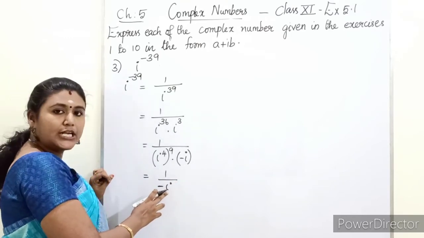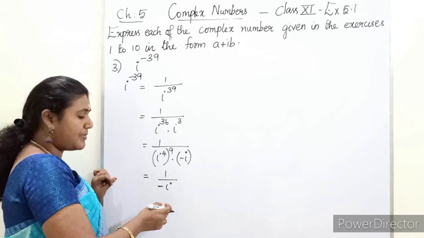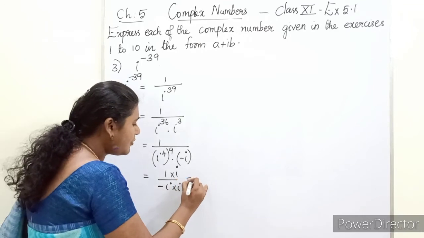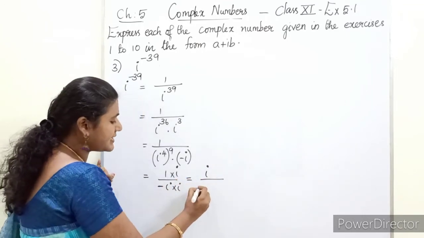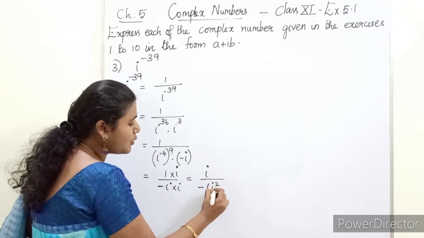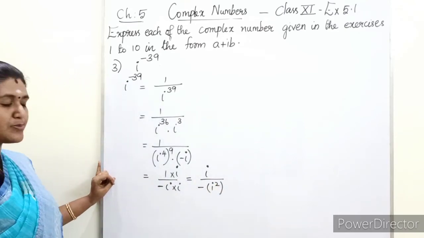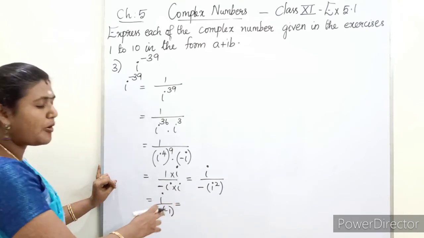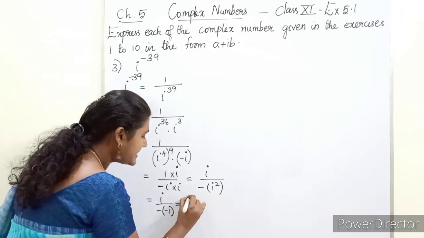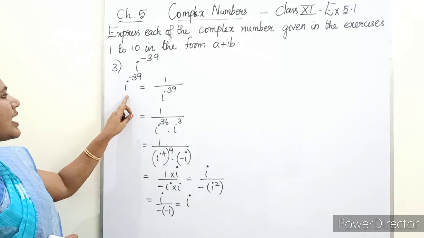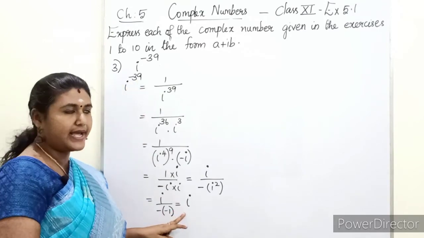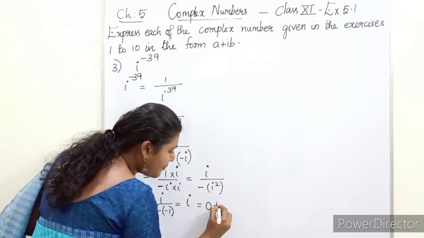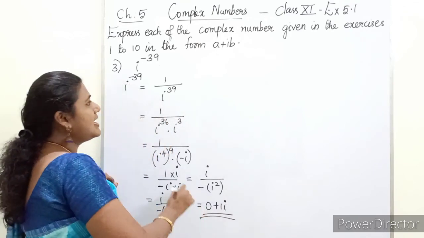And here if you see the denominator we have a complex number, so we will multiply both numerator and denominator by i. So numerator we will have i by, denominator is minus i square. So what is the value of i square? i square is minus 1. So we can write i by minus of minus 1. So the denominator will become plus 1. So the answer is i. So this is our answer. So i power minus 39 is equal to i. If you want to express this in the form a plus ib, we can write 0 plus 1i. So 0 plus i. So this is the answer.